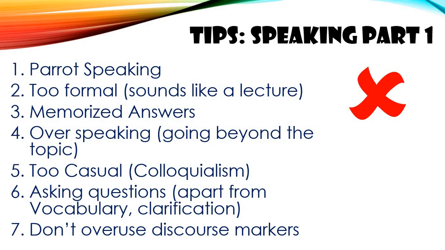So let's start with the tips for speaking part 1. First one here is don't, or the things that you should not do. First one is parrot speaking. So what do I mean by that? When I say parrot speaking, for example, the question is, what's your favorite flavor of ice cream? And then you answer, my favorite flavor of ice cream is, you know, that sounds like a parrot just copying, it also sounds like a robot at the same time. Okay, so don't do that. And I'm going to show you how to do them later on.